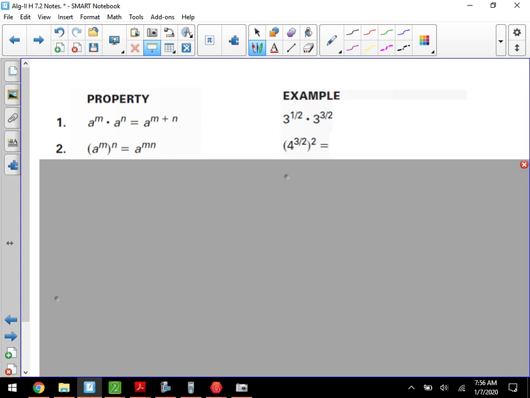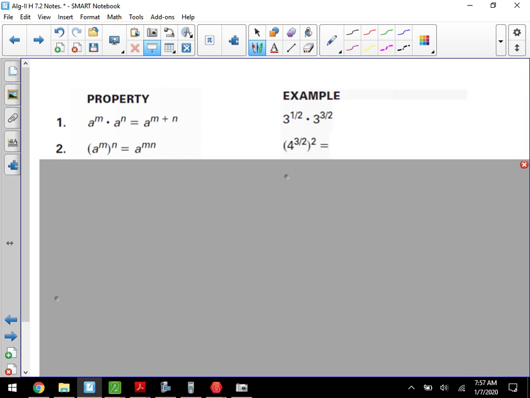So the example they give us is 4 to the 3/2, squared. Sorry, I first said 2/3, but that's 3/2. My bad. So that means you're just multiplying your exponents. What's 3/2 times 2? 3. And 4 cubed is 64. Okay. Power to power, you multiply.